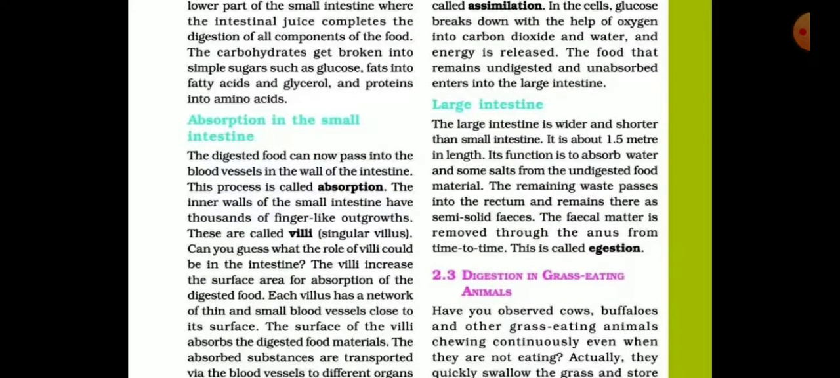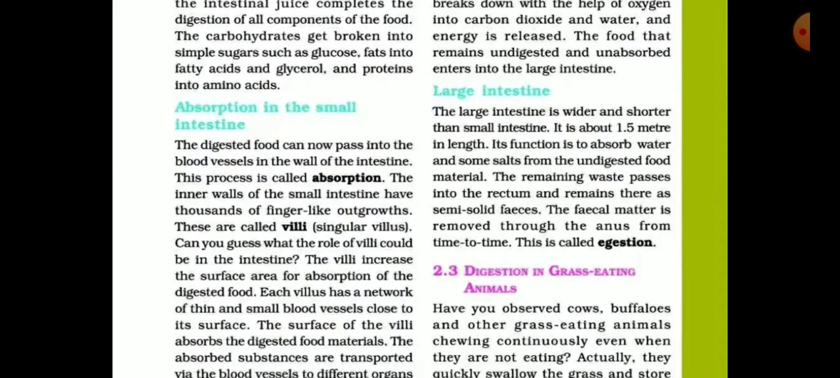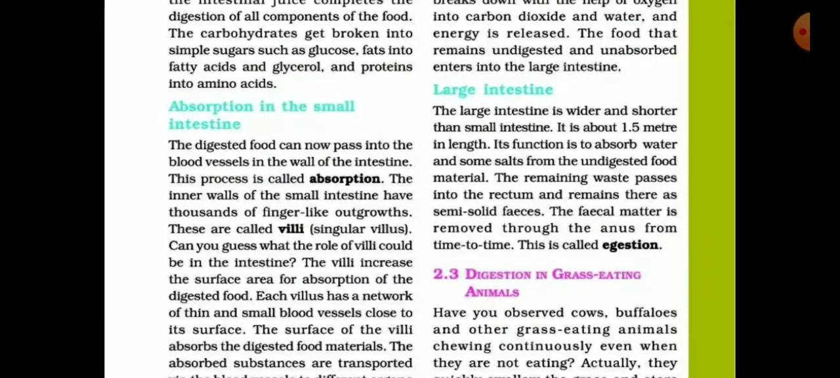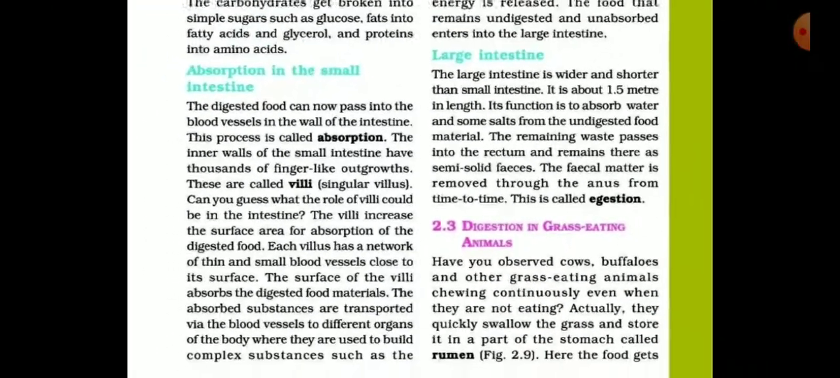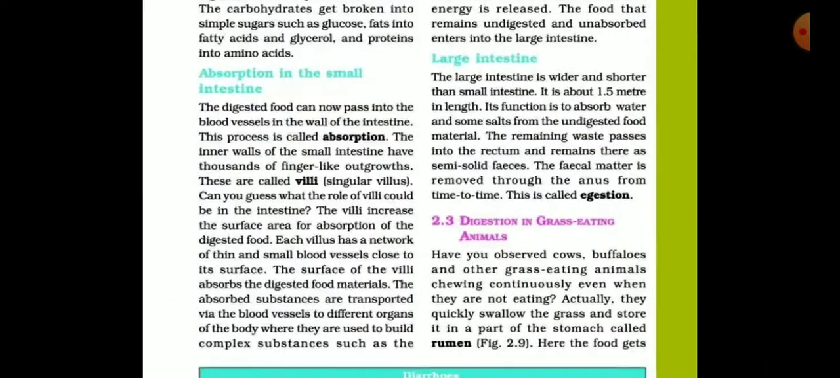Next, large intestine. The large intestine is wider and shorter than the small intestine. What is the length of the large intestine? 1.5 meters. Okay, its function is to absorb water, some salts and digested food materials. What is egestion? The fecal matter is removed through the anus from time to time. This is called egestion.